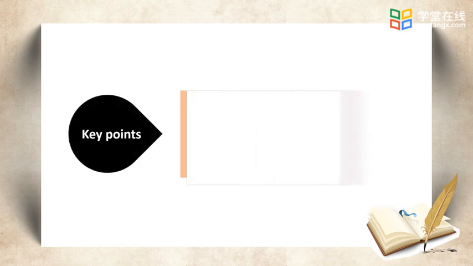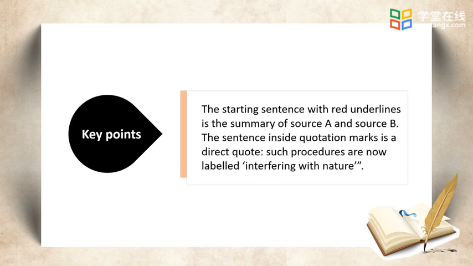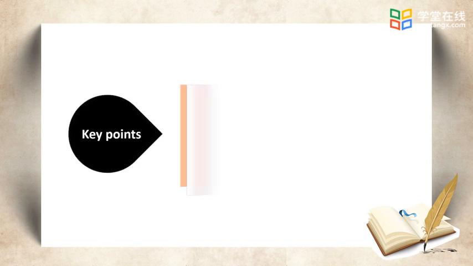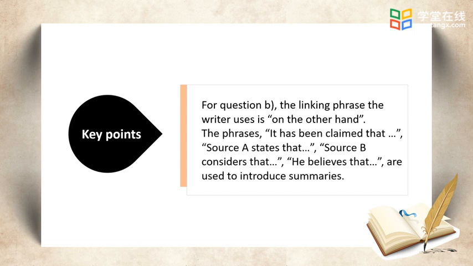The starting sentence with red underlines is a summary of source A and source B. The sentence inside quotation marks is a direct quote. Such procedures are now labeled interfering with nature. For question B, the linking phrase the writer uses is, on the other hand. The phrases it has been claimed that, source A states that, source B considers that, he believes that, are used to introduce summaries.